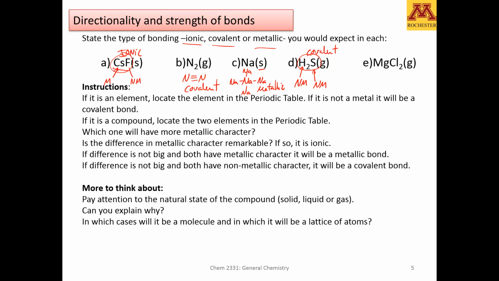Notice that this one is not a molecule. This is a lattice of ions, a lattice of cations and anions placed in a strong network of charges. And finally, magnesium chloride. Sorry, magnesium is a metal based on the position on the periodic table, and chlorine is a nonmetal. What you have here is another ionic compound. Okay, we'll practice more.